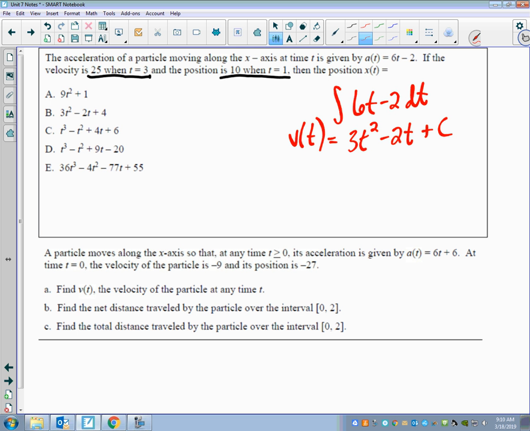And so before I take the next integral, I would use my initial condition and solve for c. So I have an actual number, and then I take the antiderivative again and use my initial condition. So the velocity is 25 at time 3, so this is 25. Oh, this is long math. 27 minus 6. It's long math for Monday morning.